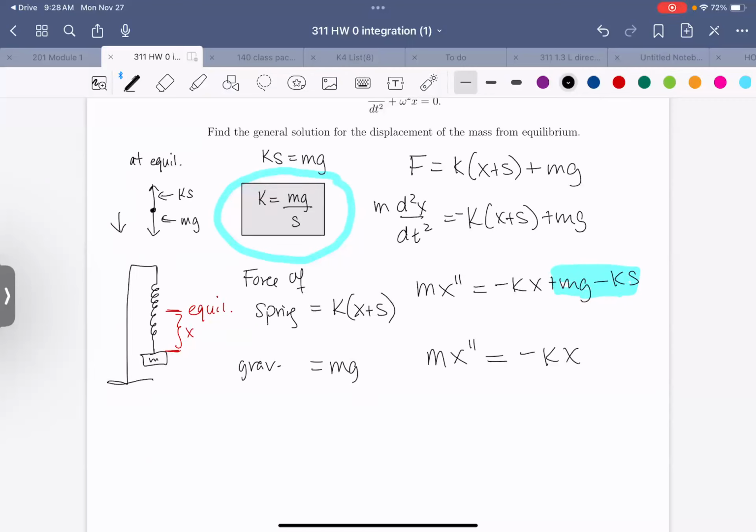And now I want to put everything with the x terms on the left. So this is just mx double prime plus kx equals 0. And that's our equation for undamped free motion. So when you have no damping for your spring, meaning it's sitting in a vacuum, there's no resistance against the spring whatsoever, then this is your equation of motion.